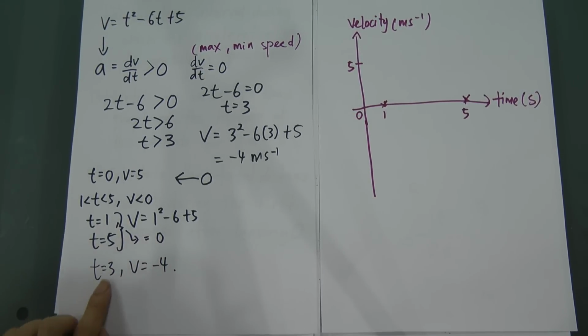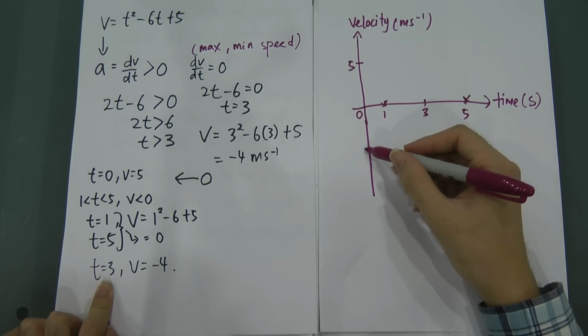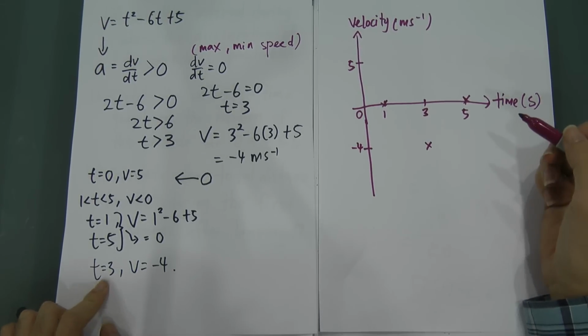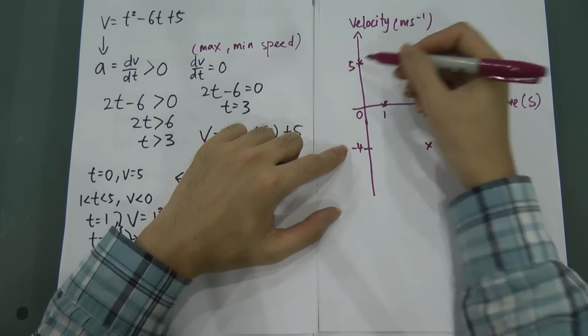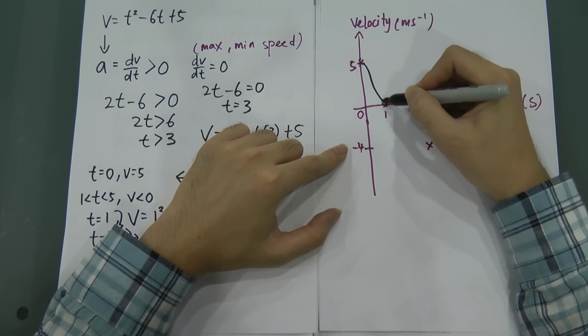Okay, and then this is the minimum speed. Minimum speed is when t equals 3, the middle, where I will get -4. So I just simply draft -4 here. So I have another coordinate here. So I got the coordinates, and I just connect the whole graph. I will have something like this.